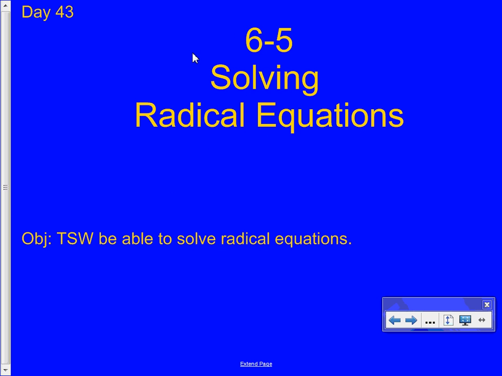Solving radical equations. They love throwing these on the SOL because it looks super hard, but you have a calculator. You can beat this. This is easy.